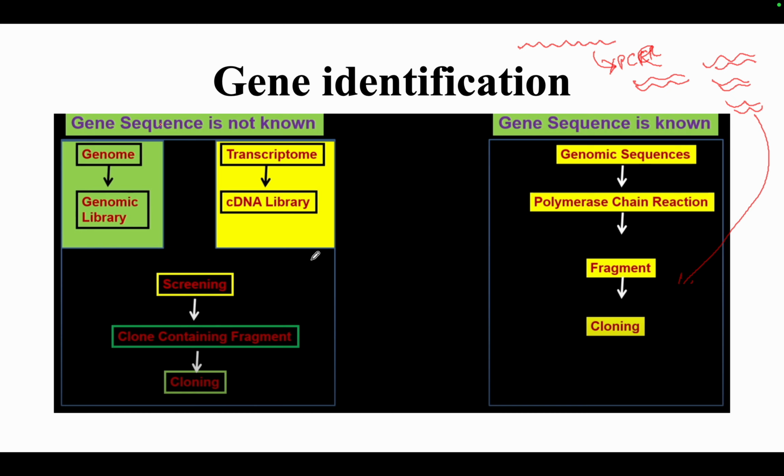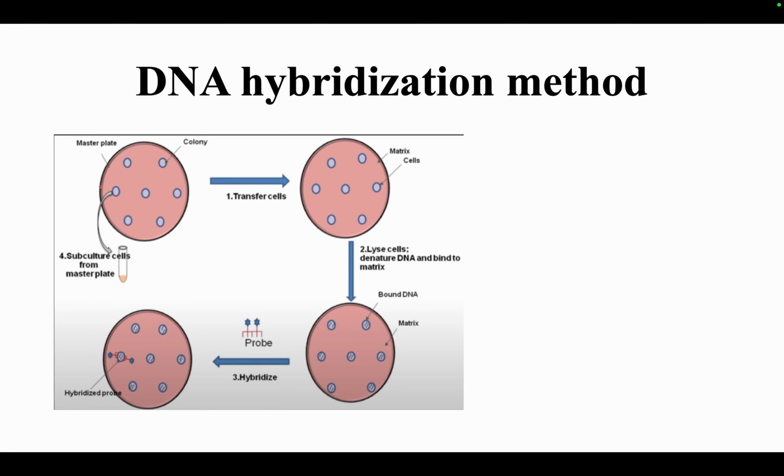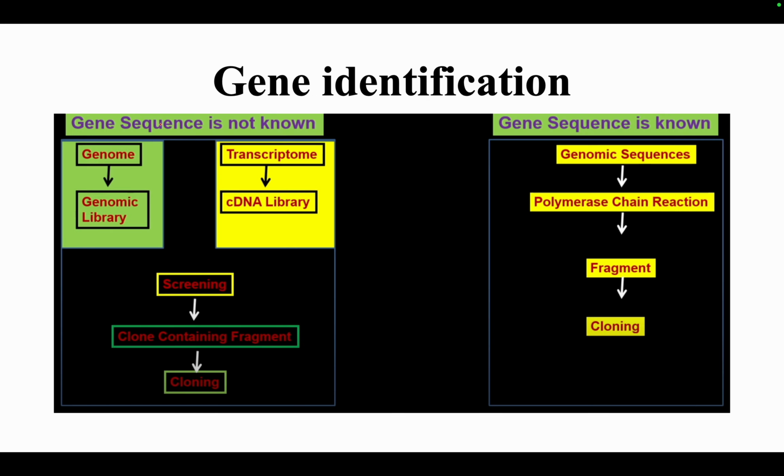So the final step for both is the same, cloning. After getting fragments, before cloning, we have one more step, that is screening. So why is screening important? Screening is important in order to understand whether we have got the gene of our interest fragment, or we have got some other impurities. So screening is very important.